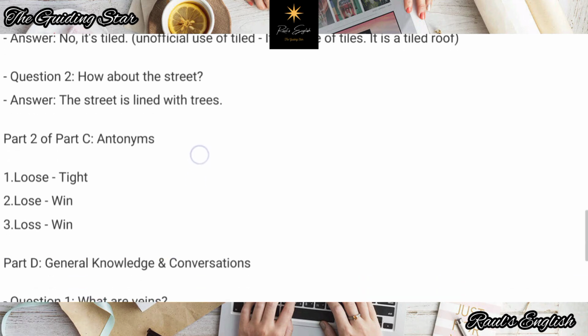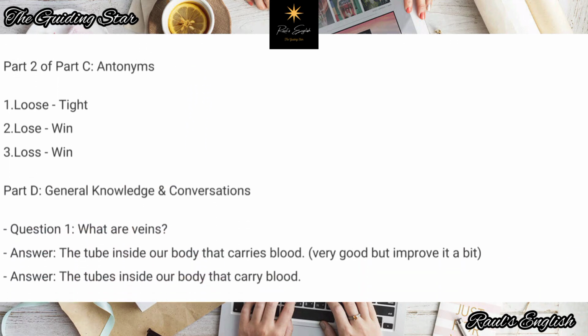Antonyms, right? Opposites. Part 2 of Part C. The opposite of loose, adjective, is tight. The shoes are loose. The shoes are tight. Lose, verb, win. I lose, you lose, he, she, loses. I win, you win, he, she, wins. And loss, noun. Win, noun. It was a loss. It was a win. Right, sir. That was the adjective, that was the verb, and that was the noun.